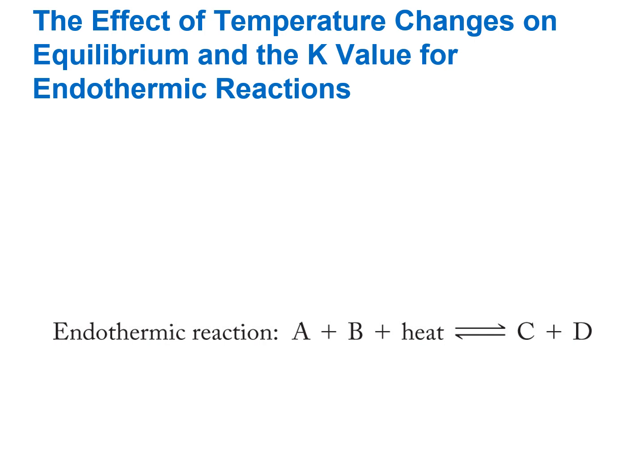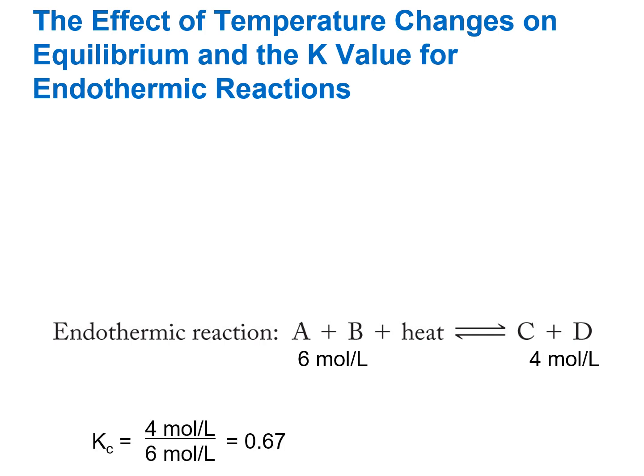So here we have our endothermic reaction, and let's go ahead and assign some values so we can calculate an equilibrium constant. Let's say we start off with a total of 6 moles per liter of reactants, and we also have 4 moles per liter of products. And we can plug those values into our equilibrium constant formula and actually get a number. So at the beginning of this, we have an equilibrium constant that is 0.67.